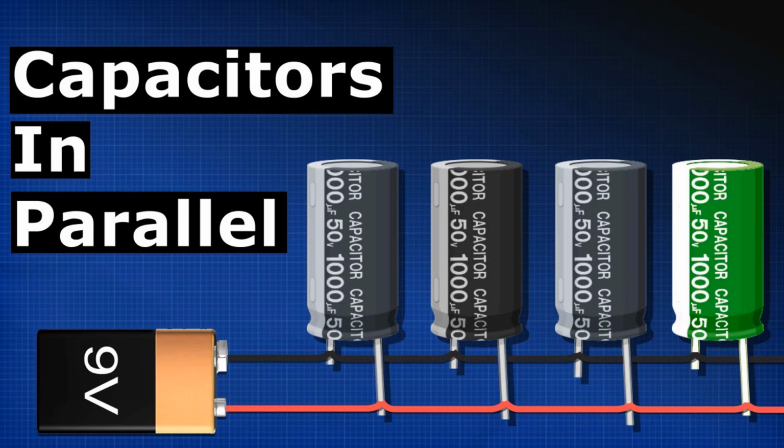Decoupling and bypassing. Description: capacitors are placed near power pins of integrated circuits, ICs, to filter out high-frequency noise and stabilize the voltage supply.